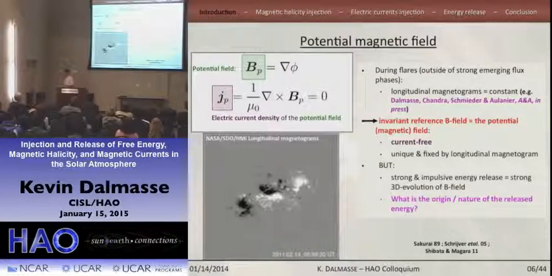So we have a reference field invariant during a flare, but on the other hand, we've just seen that solar flares and CMEs are associated with a strong and impulsive release of magnetic energy. So this means that they are associated with a strong 3D evolution of the magnetic field, and because the reference field is invariant, the source of magnetic energy for flares cannot come from the potential magnetic field. So it has to come from another source of magnetic energy. And the question is, what is the origin of this released energy?